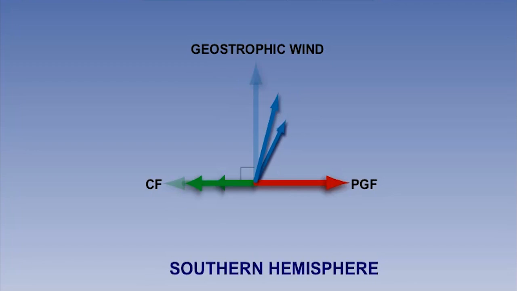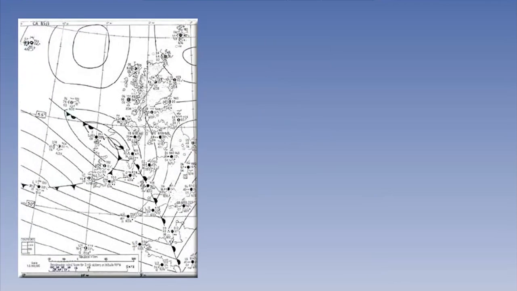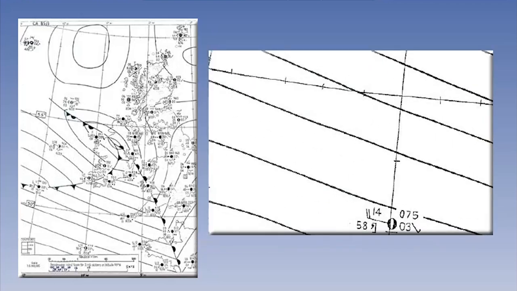This completes the theoretical analysis of the surface wind and geostrophic wind. Remember, we considered the geostrophic wind and its forces in order to better understand what is happening at the surface. If we now take a surface pressure chart like the one shown here, we can see some parallel isobars and therefore find a geostrophic wind.